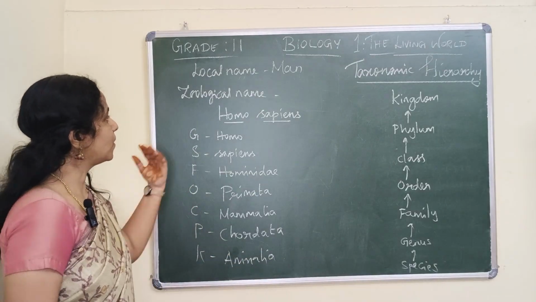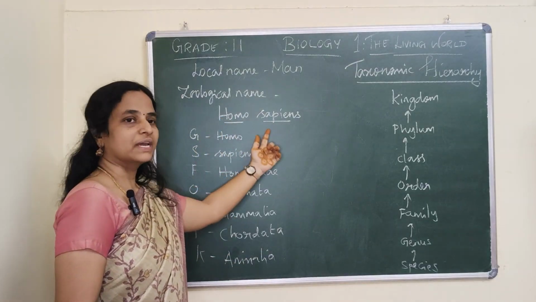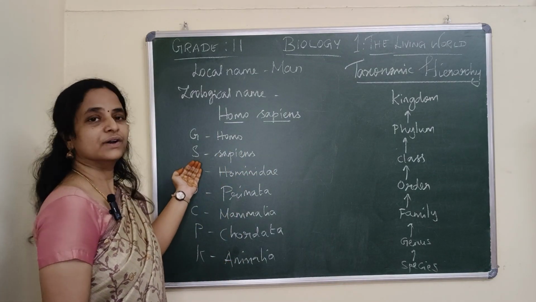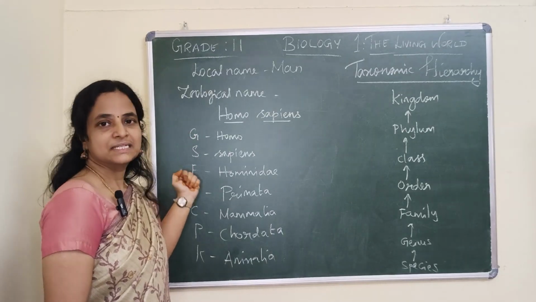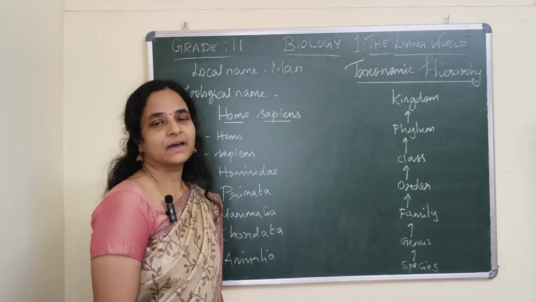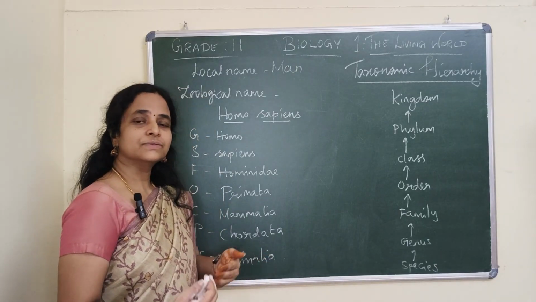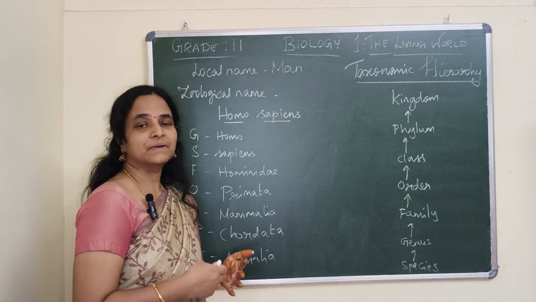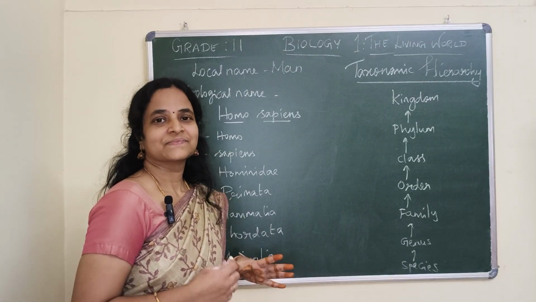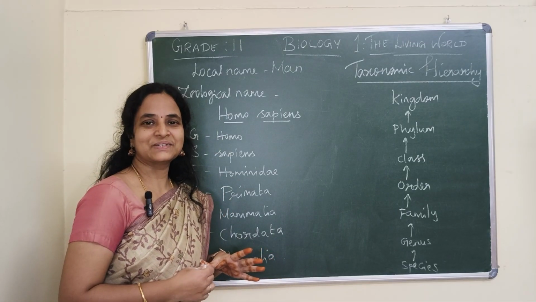So this is how for each and every organism you will have kingdom, phylum, class, order, family, genus and species. Can you understand? You call this the taxonomic hierarchy. In the upcoming classes we are going to learn about the plant kingdom as well as the animal kingdom in detail. Hope you understood. Thank you, children.